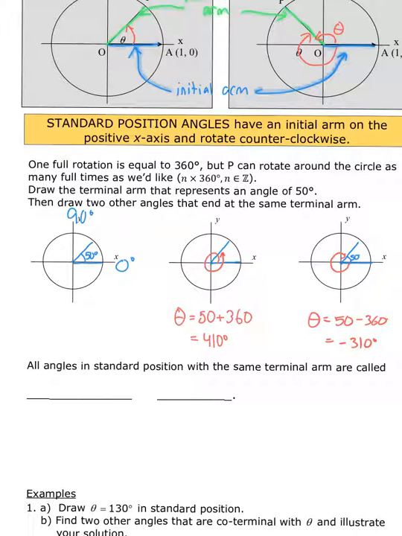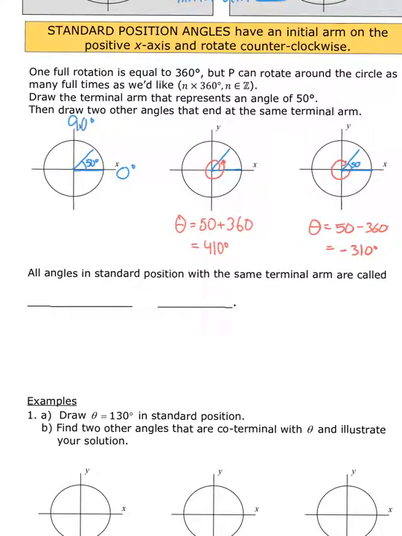There's a couple different ways of looking at this. You can think of at the terminal arm I was at 50 degrees, so if I go around the circle in the clockwise direction, I'm going to subtract 360. Or you can think of it from the initial arm: you're going clockwise almost 360 degrees, which would be negative 360 degrees because you're going in the clockwise direction, but we're 50 short of that. So we actually went in the clockwise direction by negative 310 degrees.